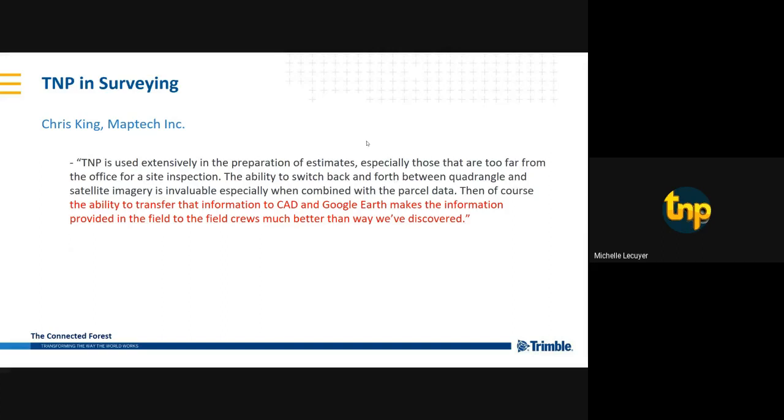One of the things he uses is a quote: "TMP is used extensively in the preparation of estimates, especially when they're too far for site inspection. The ability to switch back and forth between the quadrangle, meaning the USGS topos, and the satellite is invaluable, especially combined with the parcel data. Then, of course, the ability to transfer that information to CAD and Google Earth makes the information provided in the field to the field crews much better than any way that we have discovered."